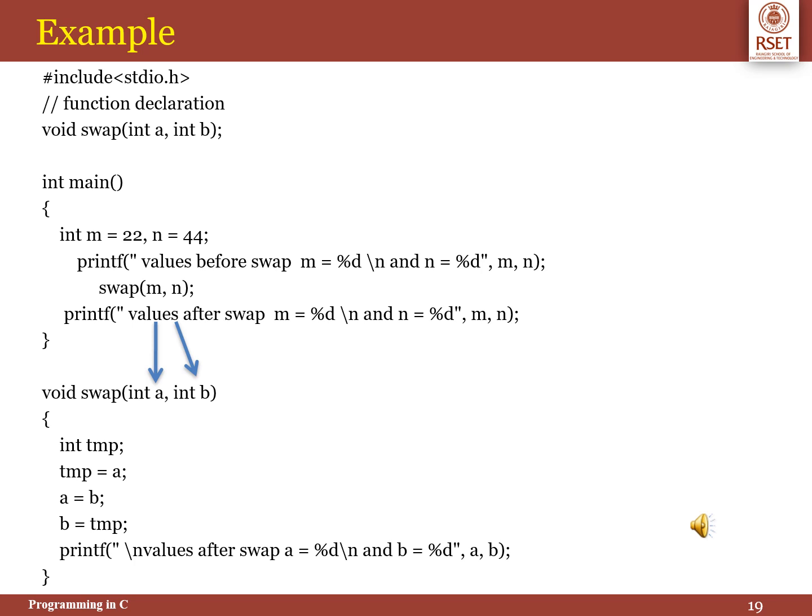Then the control goes back to the main function. Again, the values of m and n are displayed, which are 22 and 44 itself. That is, the values of actual parameters m and n are not modified by the formal parameters a and b.